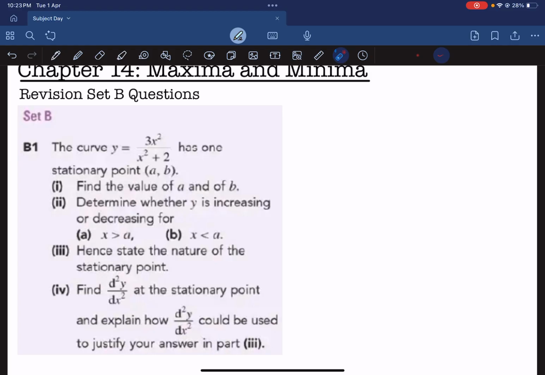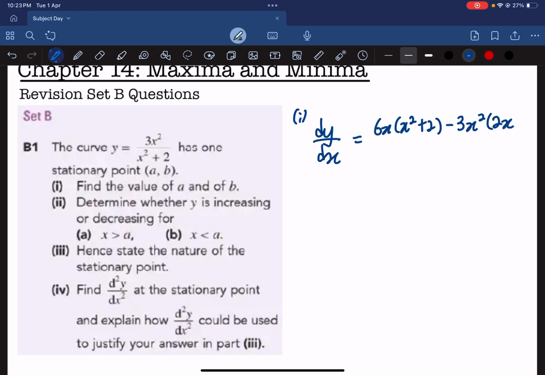So very simply for this curve over here, in order to find a stationary point, we should first find dy over dx first. So let's write this down over here. Okay, for part 1, dy over dx, since my y is given by a fraction, I can apply the quotient rule. So quotient rule means differentiate numerator first. This will be 6x times x squared plus 2 minus 3x squared times differentiate denominator, which is 2x. Then the whole thing over here divided by the denominator squared, x squared plus 2, the whole thing squared. Then I continue to expand and simplify.